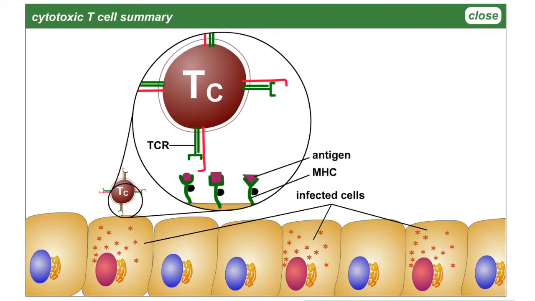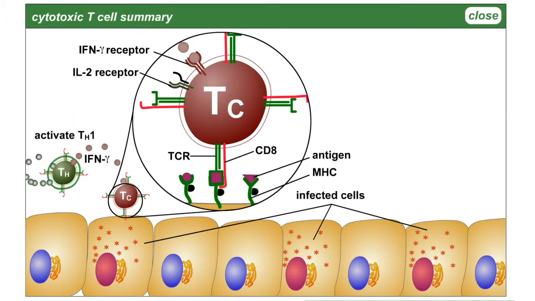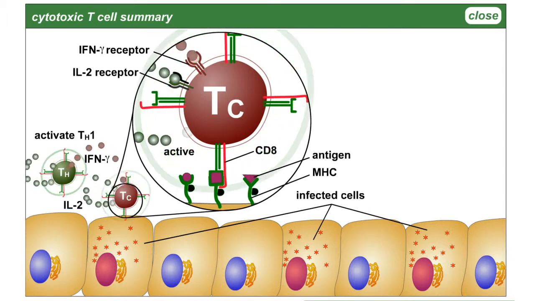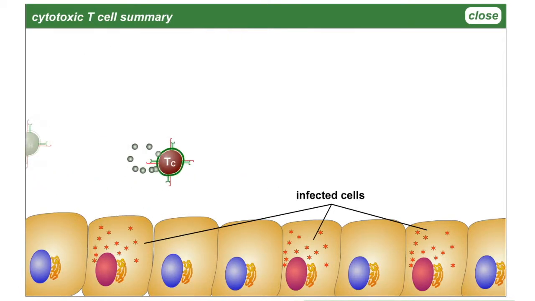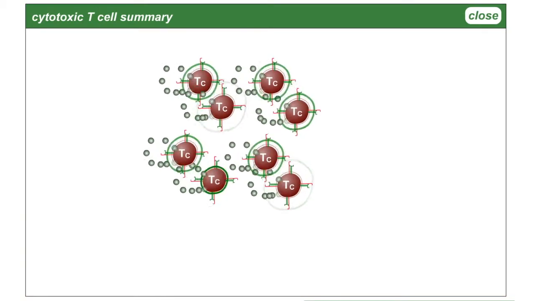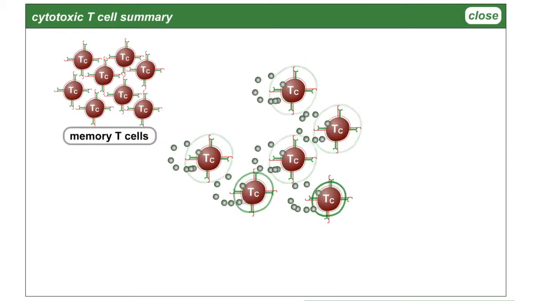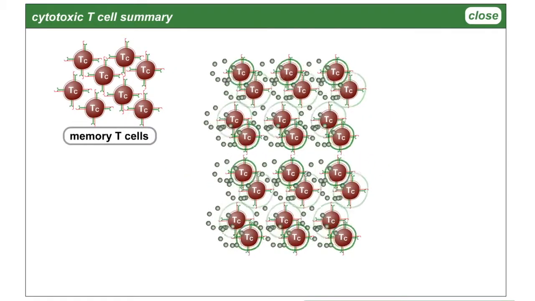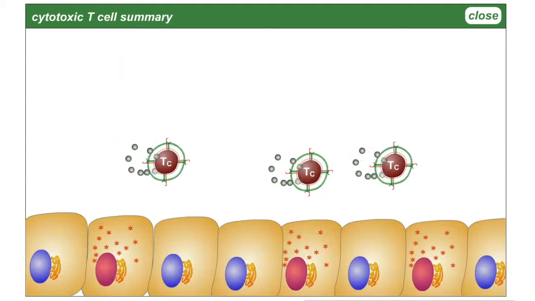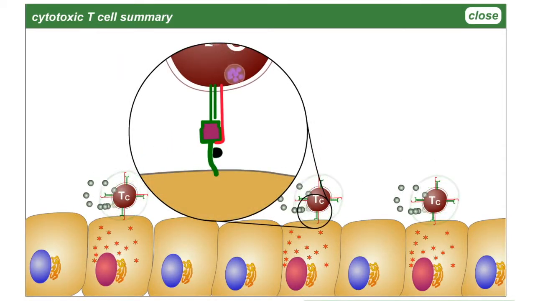Cytotoxic T cells are the warriors of the immune system and locate and destroy infected or cancerous cells in the body. They are activated by infected cells and the cytokines produced by helper T cells. Active cytotoxic T cells proliferate, producing additional active cytotoxic T cells as well as memory T cells. Active cytotoxic T cells destroy their targeted cells through cytotoxic pathways, such as the perforin granzyme pathway.